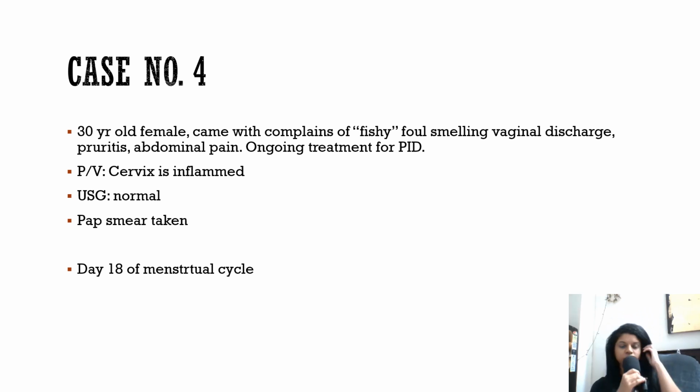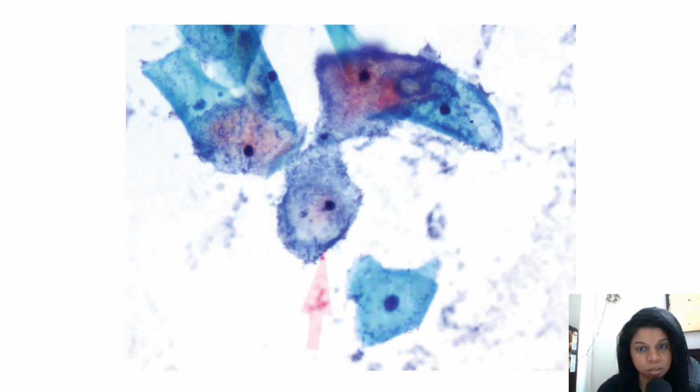So next we will come to the fourth case, that is a 30-year-old female who is coming to the OPD with complaints of fishy, foul-smelling vaginal discharge. It is also very characteristic. There is pruritus, abdominal pain, and the patient is on ongoing treatment for PID, that is pelvic inflammatory disease. Cervix is inflamed on per vaginal examination or speculum examination, and sonography is normal. Pap smear was taken on day 18. So day 18, that means it is a secretory phase.